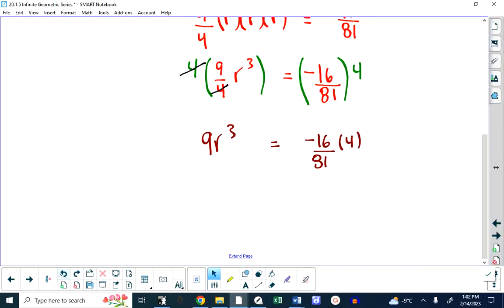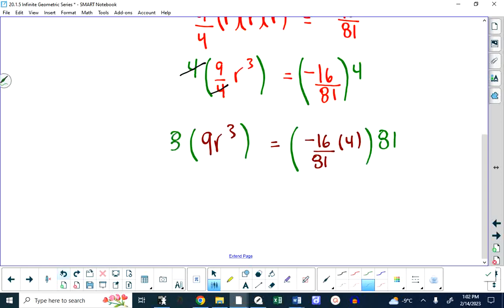There's nothing wrong with that, but in order to make sense of what's going on, I need to appreciate that 4 is 4 over 1. 4 is a numerator, and it's over the number 1. And then I look at this and I go, you know what? I still have a denominator, this time on the right-hand side, so I'm going to multiply both sides by 81. And I end up with 81 times 9 times r cubed equals negative 16 times 4.